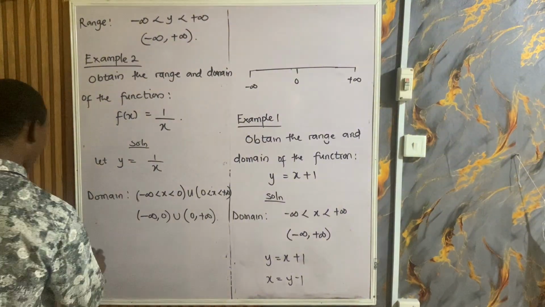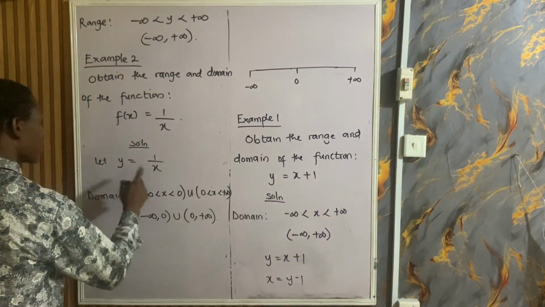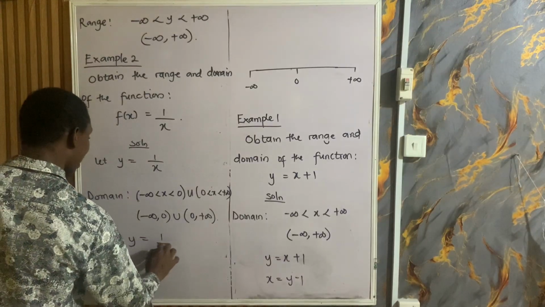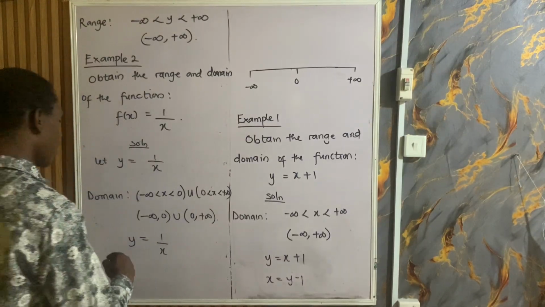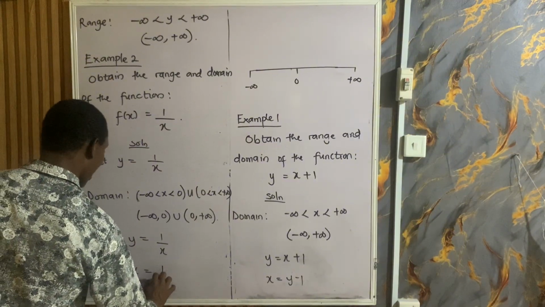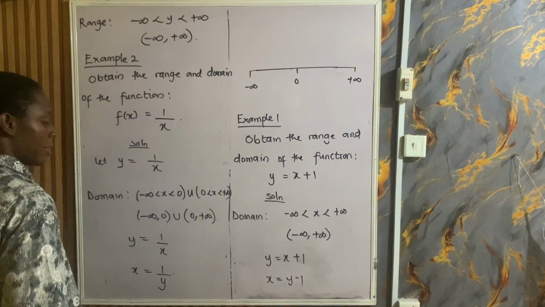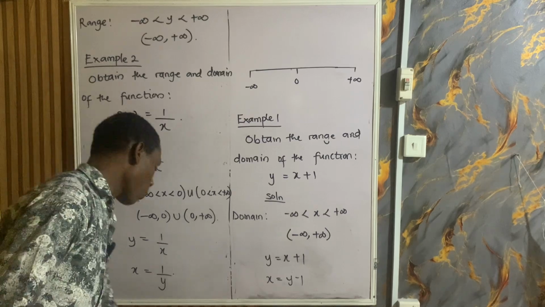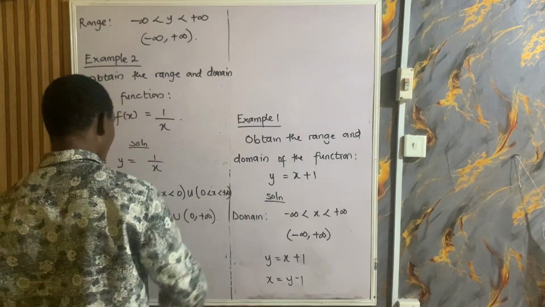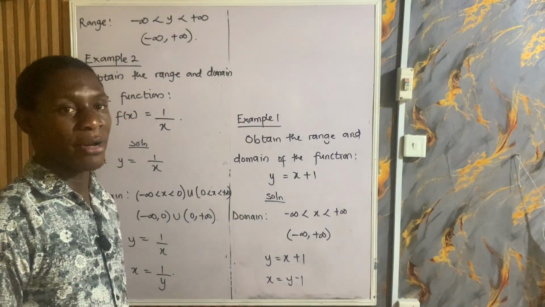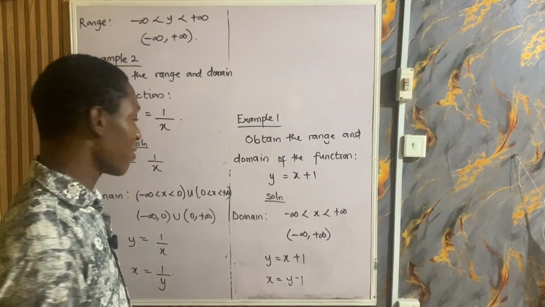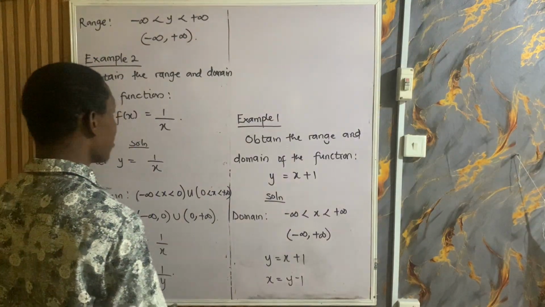Now let's take our range. To get our range, we have to make x the subject of the formula. So we have that y is equal to 1 over x. Hence, we can now say that x is equal to 1 over y. Now, with this, we can tell that y cannot be 0. If y takes 0, we're not going to have an answer for x. But y can be any negative number. y can be any positive number. So the answer comes exactly the same, like this.